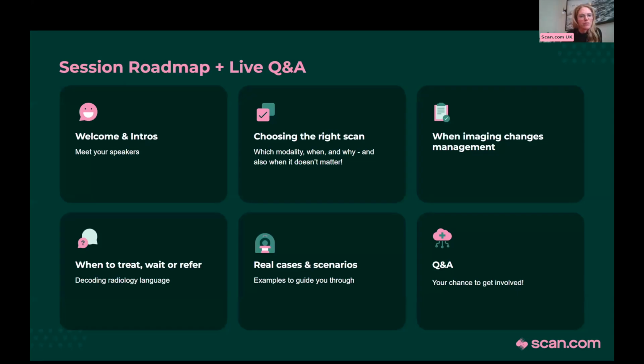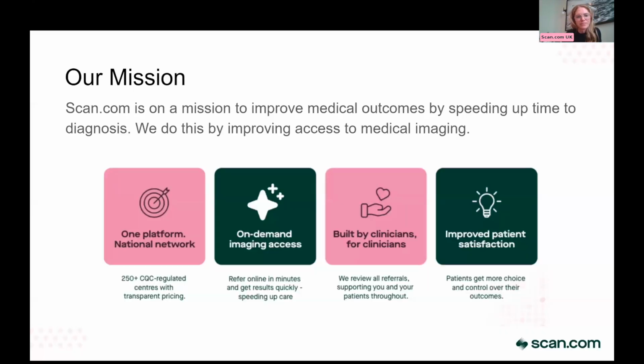Just to give you an idea of what we're going to cover tonight, ultimately we want an interactive session. So Parag is going to present some slides, but please do interrupt him in the side chat and ask questions, and we'll try and get them answered as and when we go. Hopefully you will end up understanding a little bit more about when to refer a patient for imaging by the end of the session. So what is scan.com?